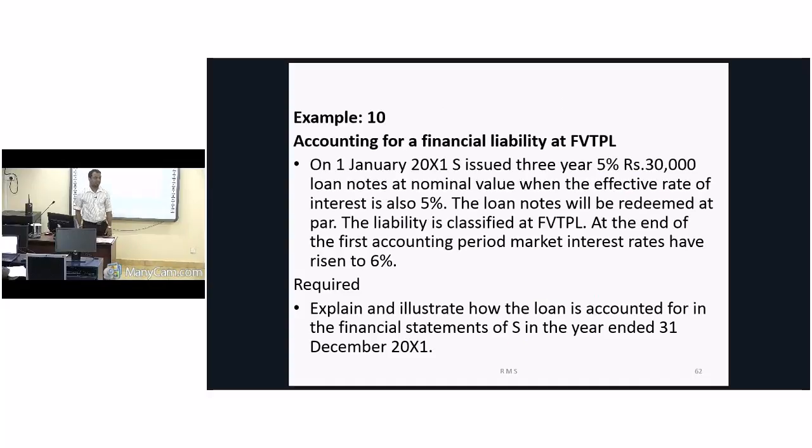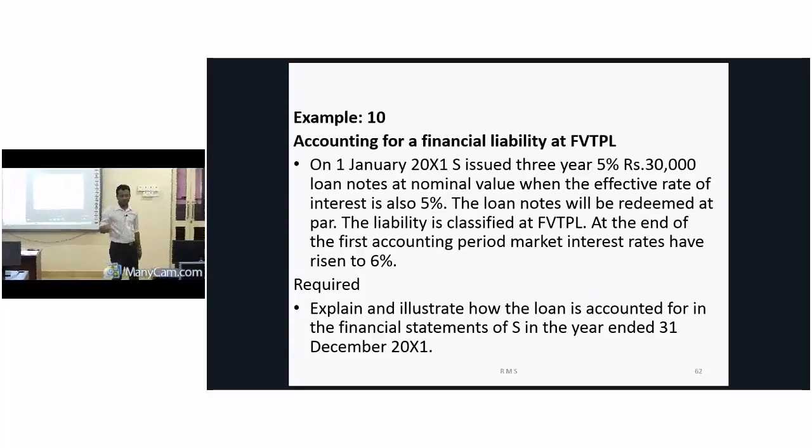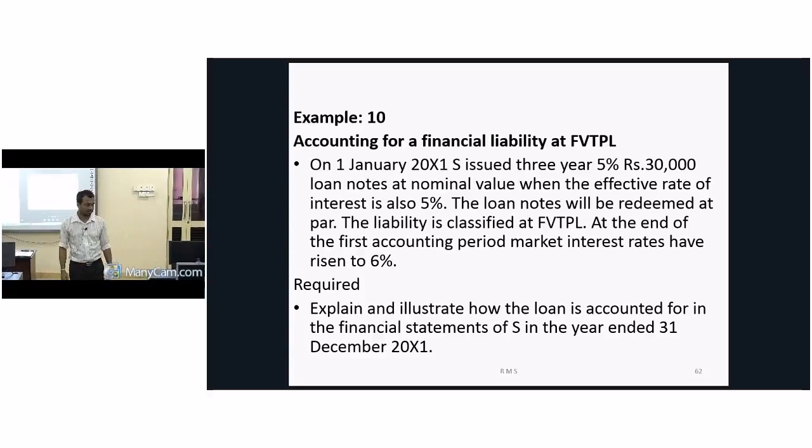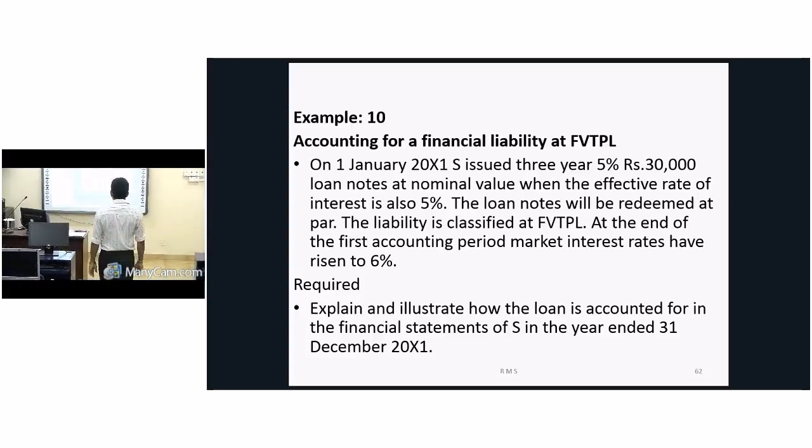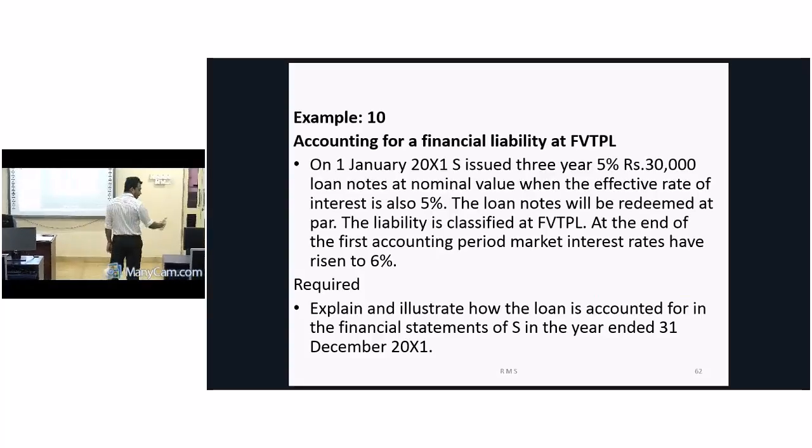Right, we'll do this. The previous one was financial liabilities at amortized cost. This is financial liabilities at fair value through profit and loss account. This is easier than the previous one.